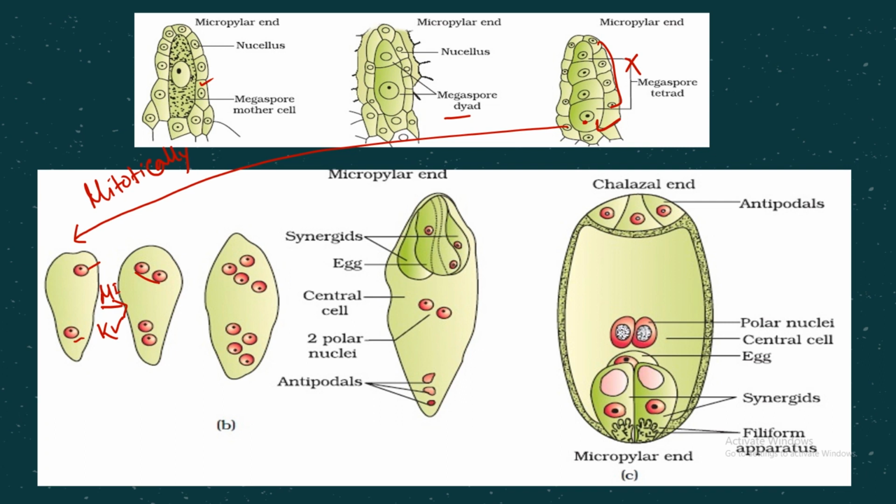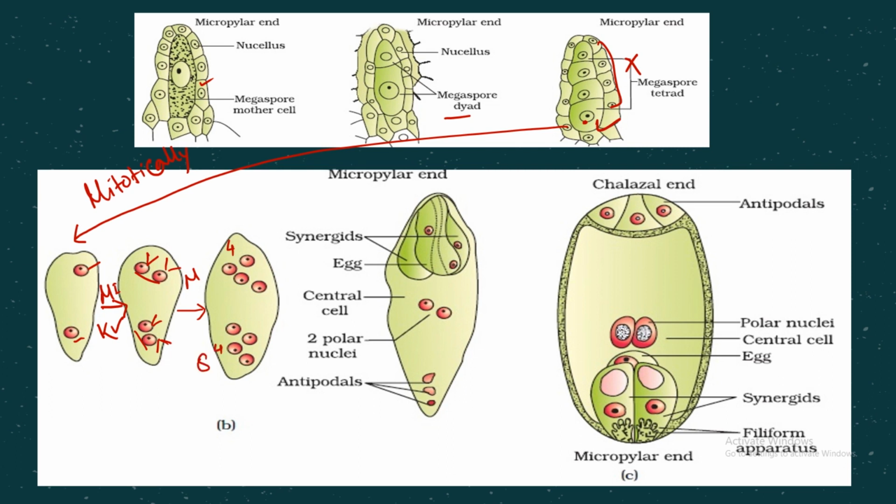Correct? And again, if they divide, there will be mitosis again. Due to the mitosis, these two again will divide, these two again will divide. As a result there is a formation of a total of four. If they divide, this will form two, this will form two. So again this set will be four. So a total of 8 nuclei will form.